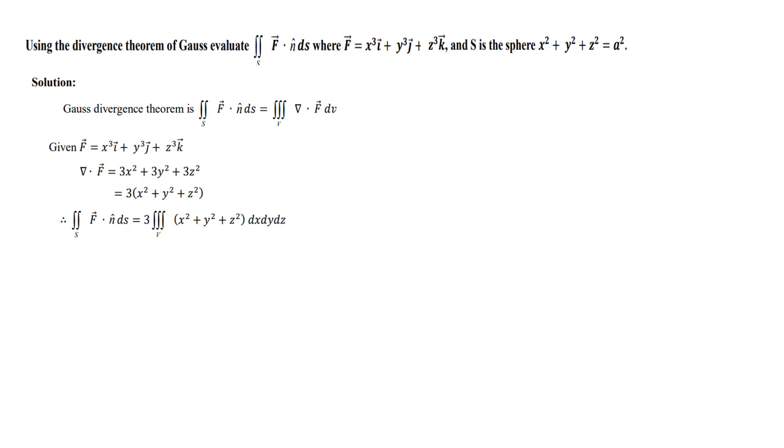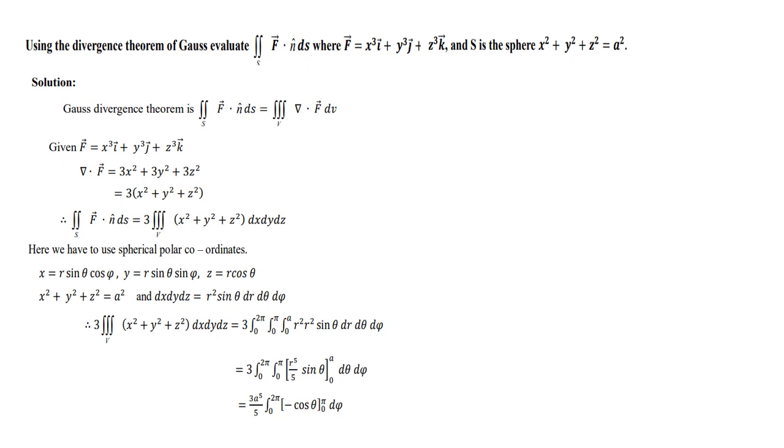By using the formula of the Gauss divergence theorem, the double integral of the dot product of f vector and n cap is going to be equal to 3 into the triple integral of (x square plus y square plus z square) dx dy dz. Now here we are going to use spherical polar coordinates. For spherical polar coordinates, x is equal to r sin theta cos phi, y is equal to r sin theta sin phi, and z is equal to r cos theta.